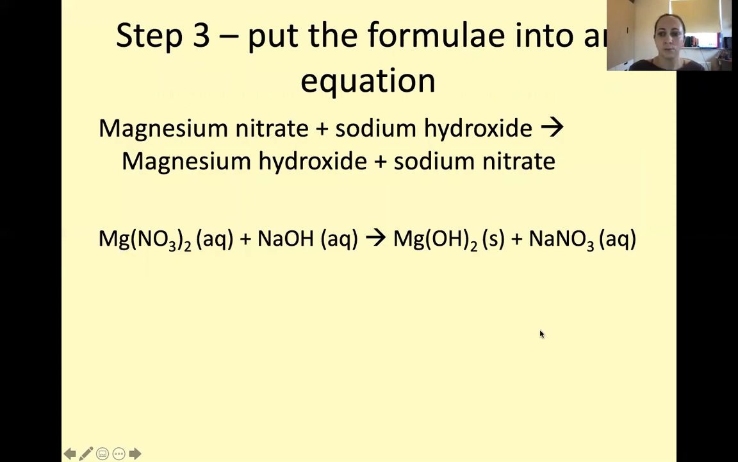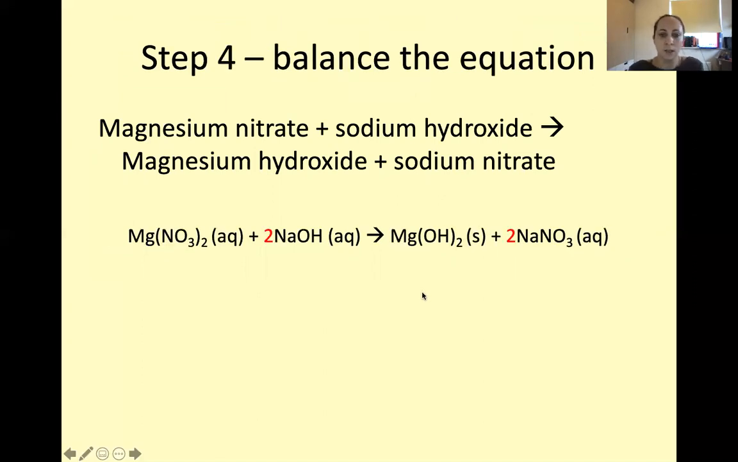Step 3 is then to write that into an equation. So my magnesium nitrate is here, plus my sodium hydroxide gives me magnesium hydroxide and sodium nitrate. Finally, I need to look at all of my different atoms and count them up to balance the equation. And that goes in as big numbers at the front. So I put in my multipliers, I need a 2 on my sodium hydroxide and a 2 on my sodium nitrate. If you're still struggling with balanced equations, there's loads of resources out there. I've posted them before. Go back to those and practice this.